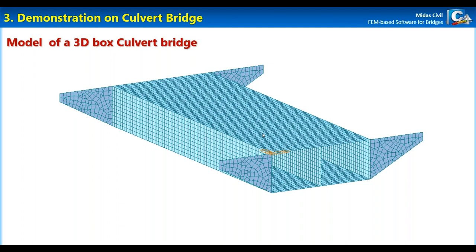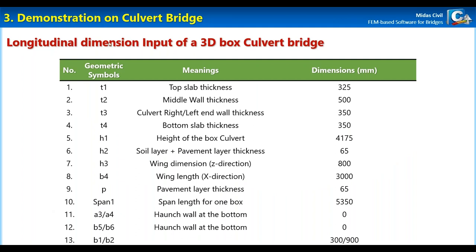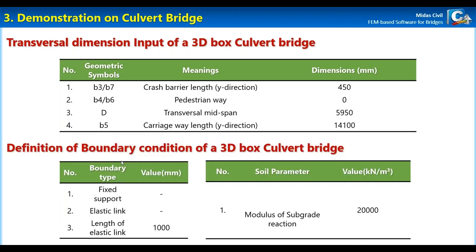And it's really simple. This is the longitudinal dimension input information of the 3D box culvert. T1 represents the top slab thickness, T2 is the middle wall thickness, T3 is the culvert right or left end wall thickness, and T4 is the bottom slab thickness. We are going to use this information in the widget I just showed you. These are the transversal dimensions for the crash barrier length, and then we have B3 and B7. For the pedestrian way, we have this. This is the transversal mid-span for the culvert, and B5 is the carriageway length in the Y direction. Their values are there, and we are going to repeat this when we open the software.